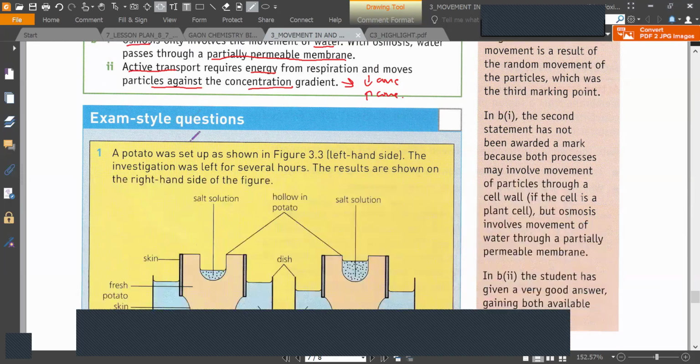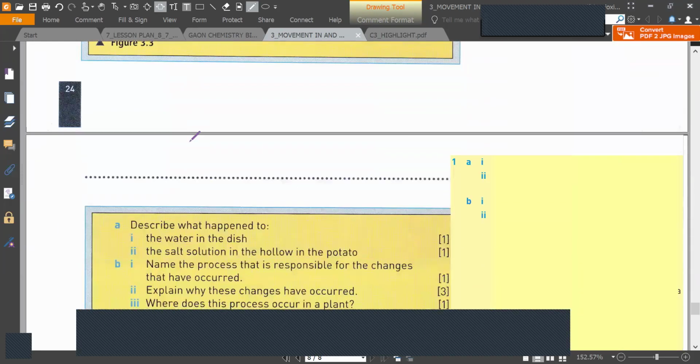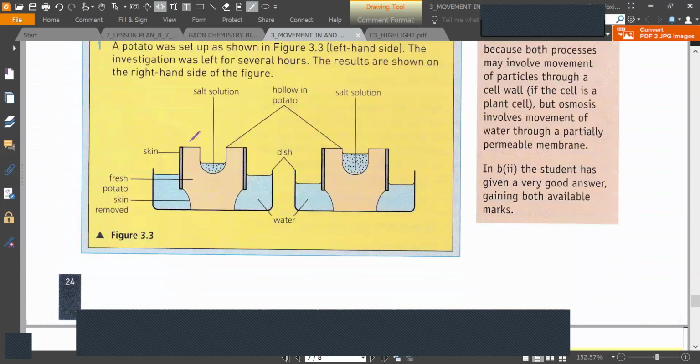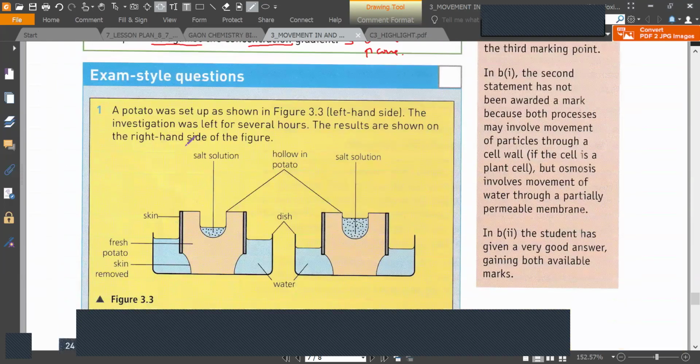Now we will be looking at a question here. A potato was set up as shown in figure 3.3. This is when we start the experiment, and this is when we end the experiment. It was left for several hours. So this is what happened after several hours.